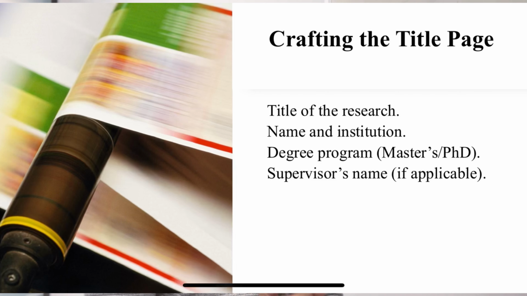Starting with the first one, how to craft the title page. The title page of your research proposal should have the title of the research, like what the topic of your research is, the name of the institution where you're applying. Let's suppose you're applying for a PhD program at the University of Manchester. First you give the title of your research, then the name of the institution, then the degree program, whether it's master's or PhD, and then your supervisor's name.